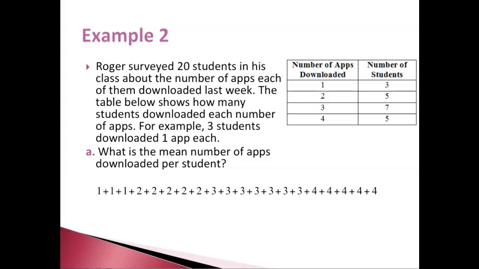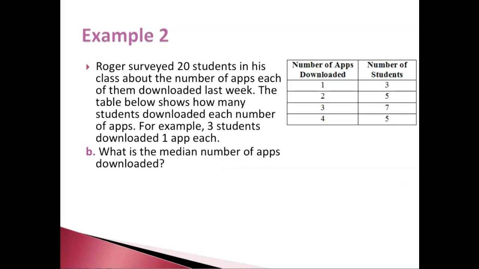And you can continue that. So 7 students downloaded 3 apps. So write 3 7 times. And then 5 students downloaded 4 apps each. So 4, write that 5 times. Now we're going to add them all up and divide it by the number of students, which in this case is 20. All right, so adding that up and dividing by 20, we get our answer is 2.7. So on average, the number of apps downloaded per student is 2.7, so somewhere between 2 and 3, but closer to 3.